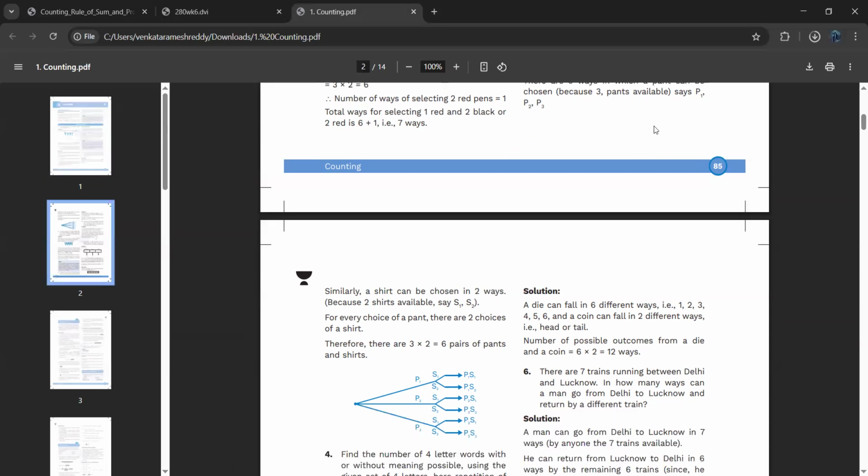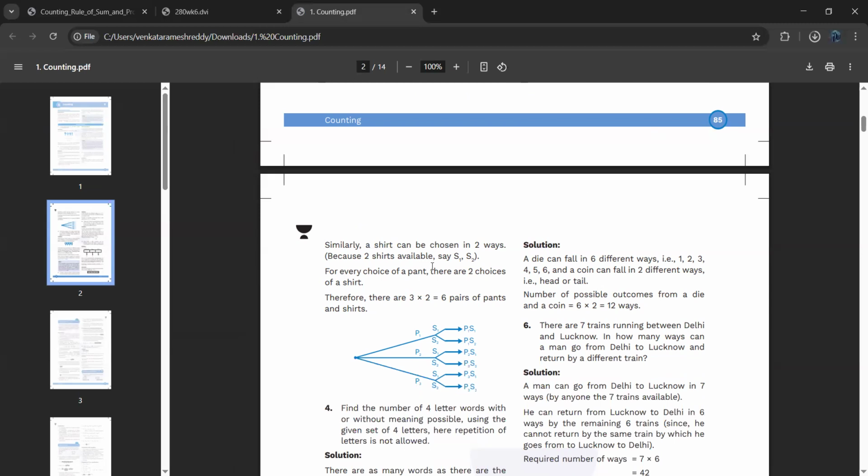So here see the solution also. A pant can be chosen in three ways. A shirt can be chosen in two ways, that is S1, S2 or S2, S1. For every choice of pant, there are two choices of shirt. So there are three pants, and for every pant there are two choices. That means he can wear the S1 shirt or he can wear the S2 shirt.